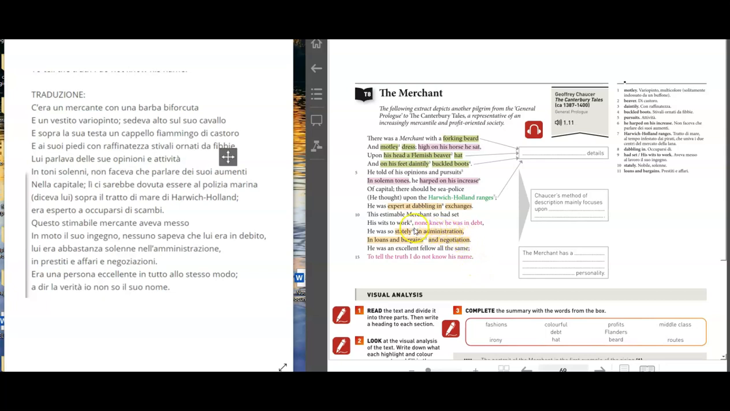Ok, quindi vedete l'ironia anche che lui era uno stimabile mercante, che lui aveva messo al lavoro tutto il suo ingegno. Nessuno sapeva che lui era in debito. He was in debt. Ok?